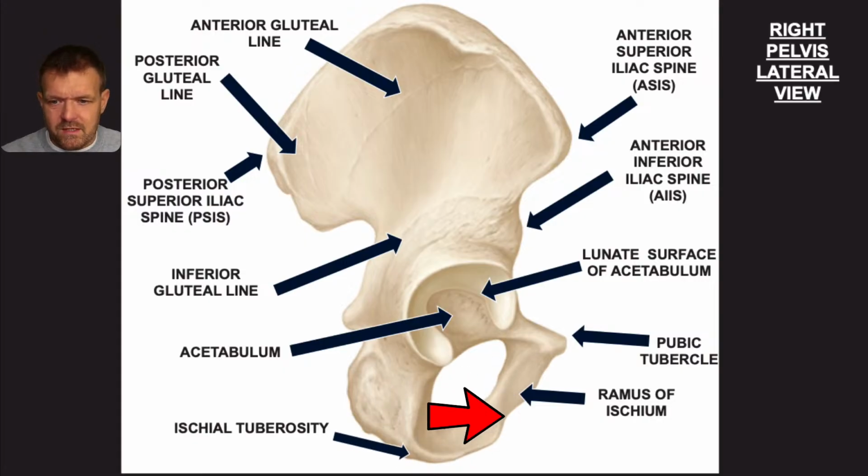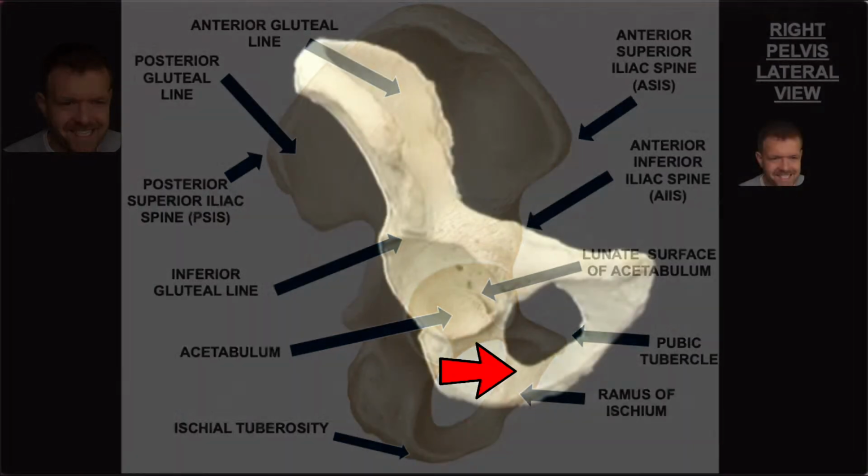So this is a ramus of the ischium. There's your pubic tubercle. Yeah, so we've got a tubercle there and a tuberosity there. They both just mean lumpy bits. Okay, so we've got a lumpy bit at the front, a lumpy bit on the bottom. Cool. And I said I wasn't going to go through it, but I did. But there we go. I think it needed to.